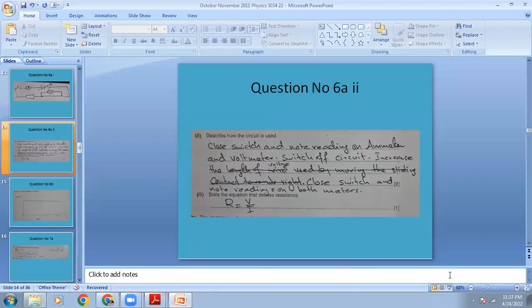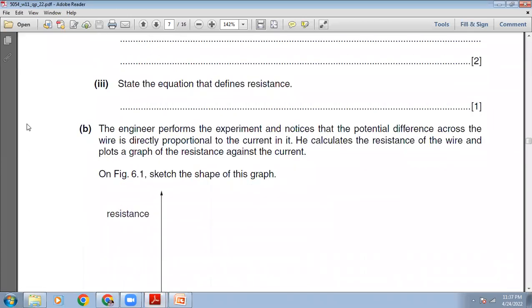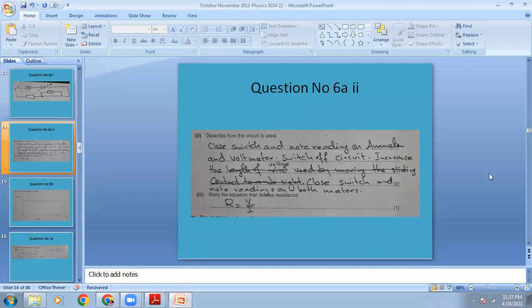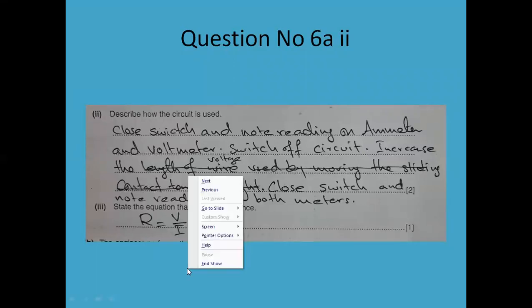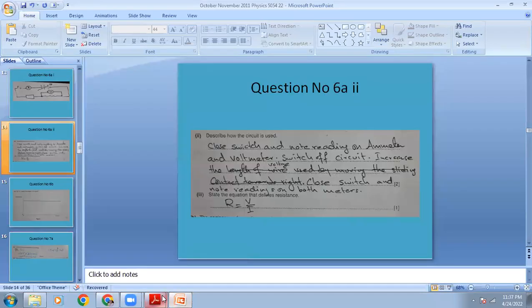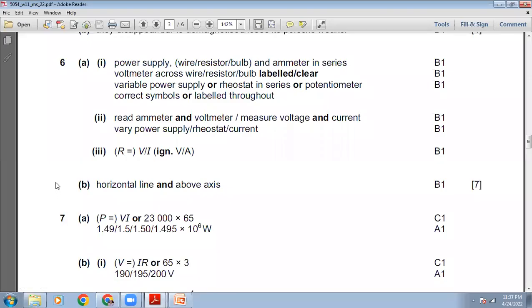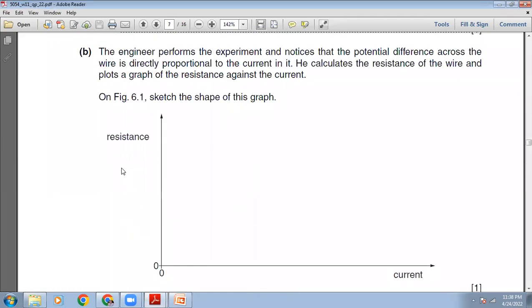Then the question is, what's the question? State the equation that defines the resistance. The resistance is the ratio of the voltage and the current across a resistor. So R is equal to V by I. Famous. Let me show you. So you can see the answers are right. Okay, so let's move to the next part.